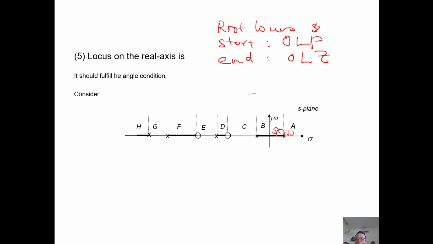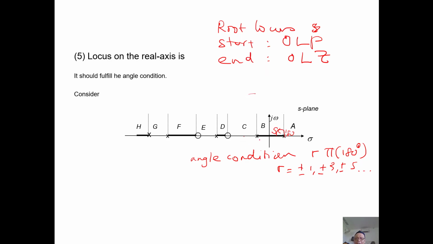So meaning that, remember what is the angle condition for root locus? The angle condition for root locus is that it must satisfy a value of r pi, where r is plus and minus 1, plus and minus 3, plus and minus 5, and so on. So if r is 1, that means pi. Pi is equal to 180 degrees. Please remember that pi is in radians and this is degrees. So this fulfills it.